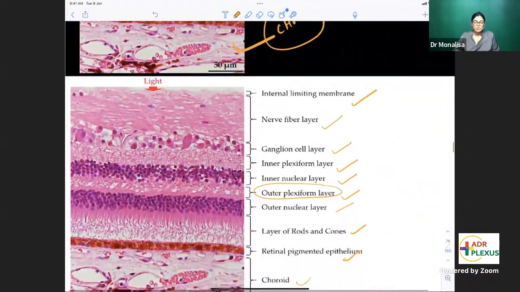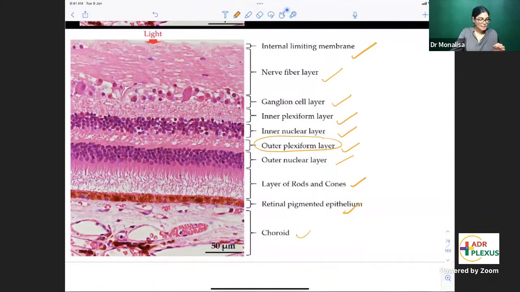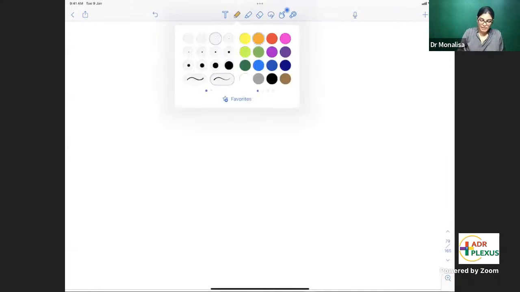Now I would like to give you the characteristic feature of each layer, and then we can move on to the next MCQ. Please write down the characteristic feature of each layer, just one line for each individual one.